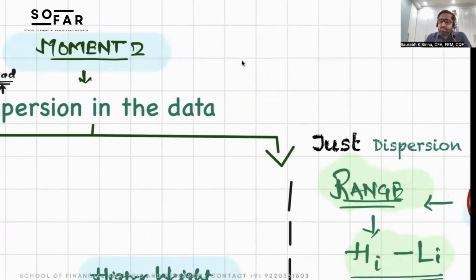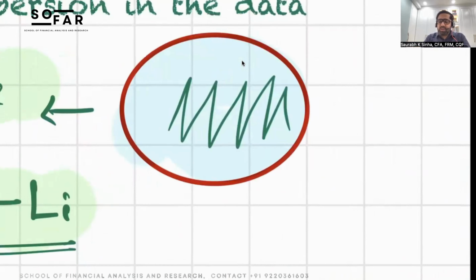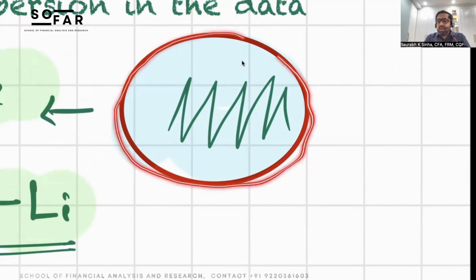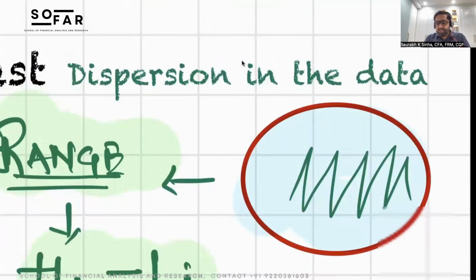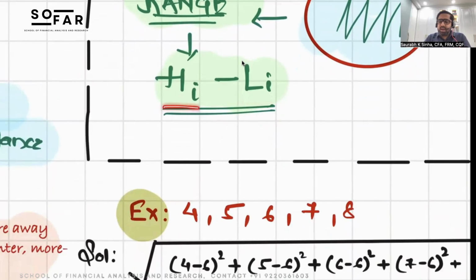Now, the question is, how would you measure it? How would you calculate the spread in the data? If this is your data, and if moment two is all about just finding the dispersion in the data, which means spread in the data, then the range is one of the best measures, because range and spread can go synonymously for data. It is the width of the data. So what you simply do is calculate highest minus lowest.